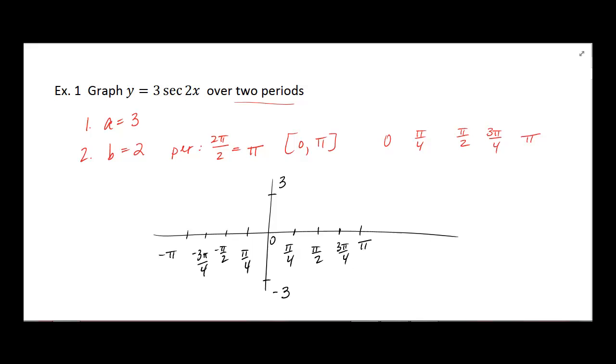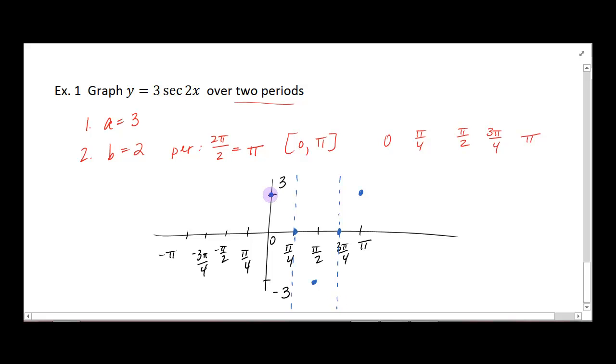And I'm going to start by just using dots to represent the cosine function. So cosine is going to start up here on 3. It's going to cross at pi over 4, have a minimum here at pi over 2, it crosses at 3 pi over 4, and finishes at pi. Everywhere my graph crosses the x-axis, I'm going to draw an asymptote.